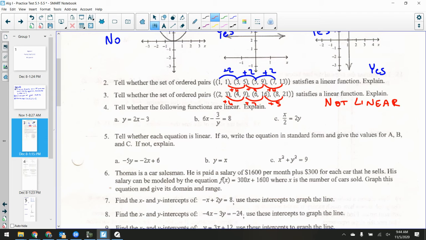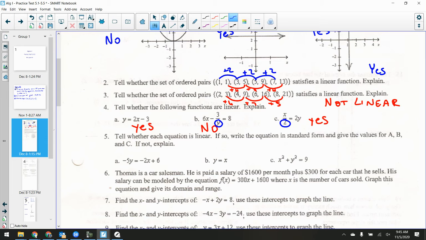All right. Now for 4, who had 4? Good. Morgan had 4. She said that yes, this is linear. B was no. And C is actually a yes. And here's why. You can have a number in the denominator. You just can't have a variable in the denominator. Okay? You can have a number in the denominator, but you can't have a variable in the denominator.